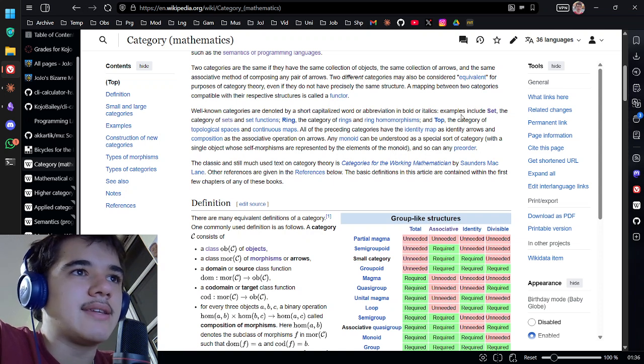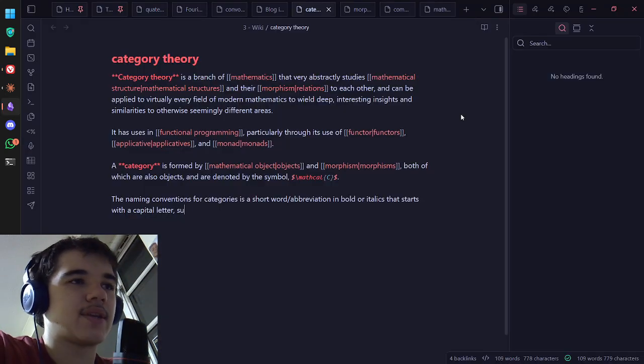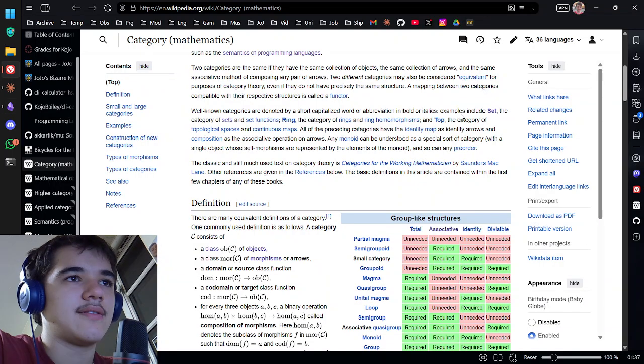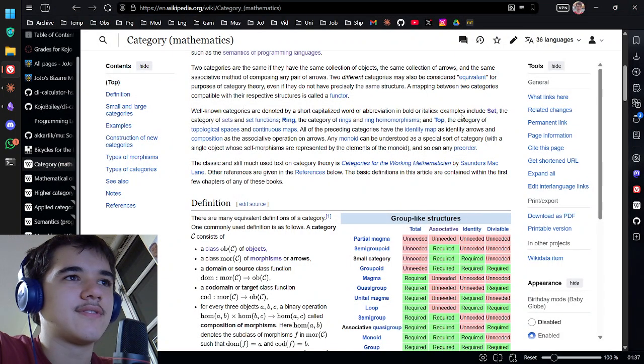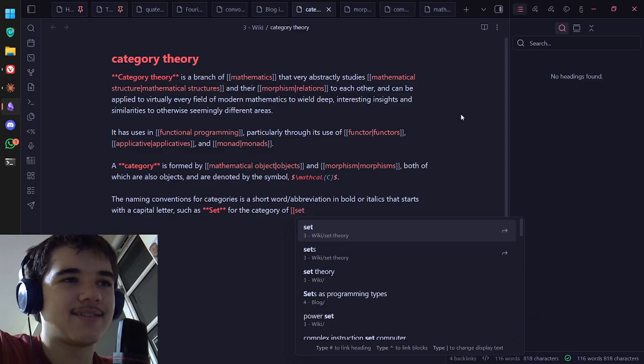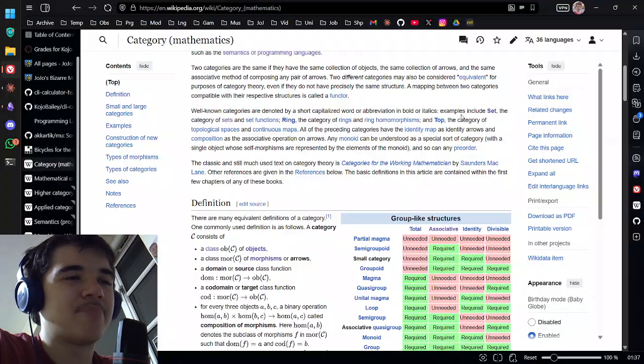Examples include Set, such as Set for the category of sets. Yep.